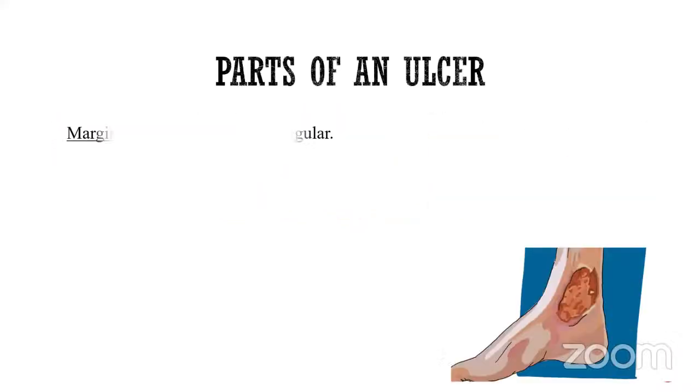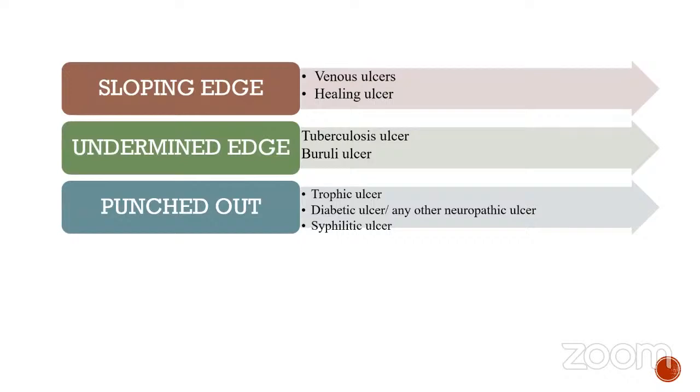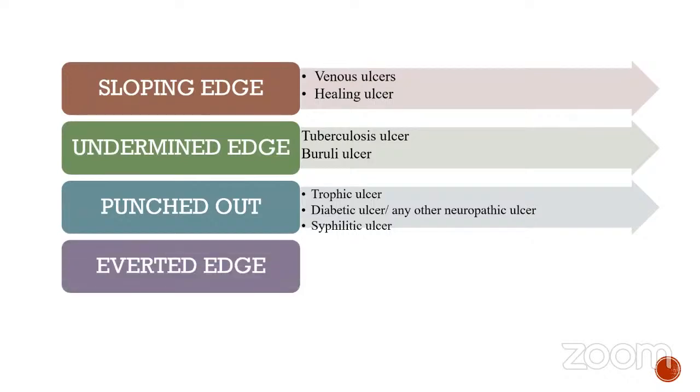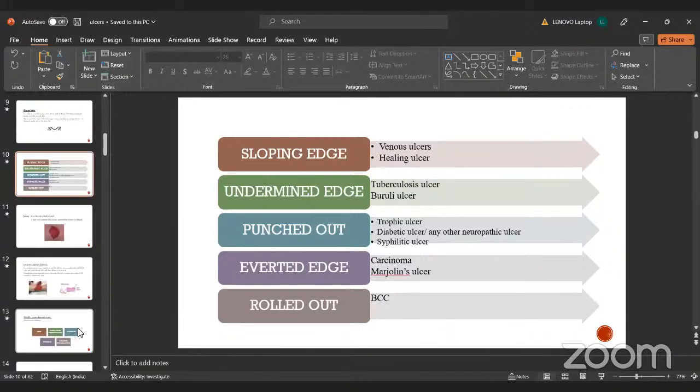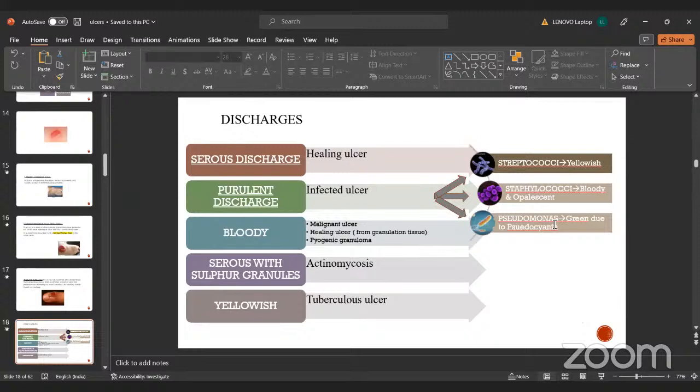So we saw the parts of the ulcer. The important thing is the types of edge. Edge is very important from a competitive exam point of view. This table, please keep in mind. The examples of each edge are also a little important, so keep them in mind. Another important feature is discharge. Discharge is also very important, especially Pseudomonas will have a green discharge due to the presence of pyocyanin.